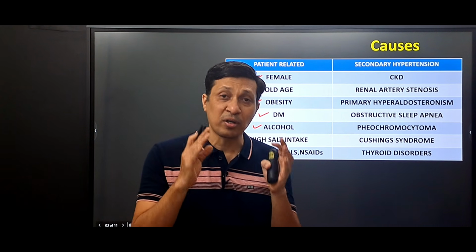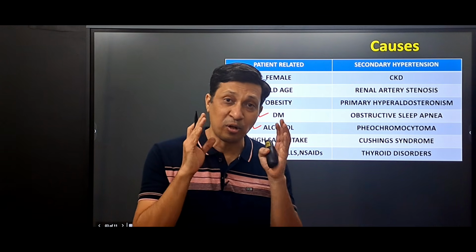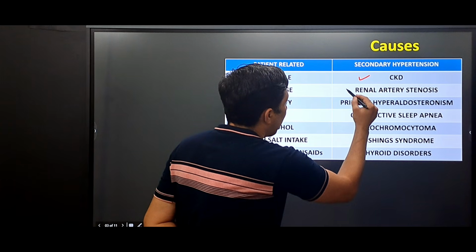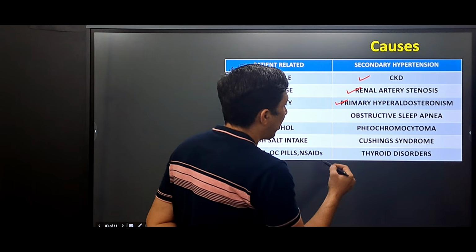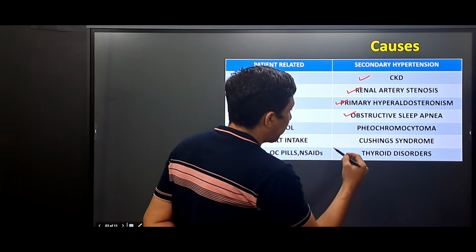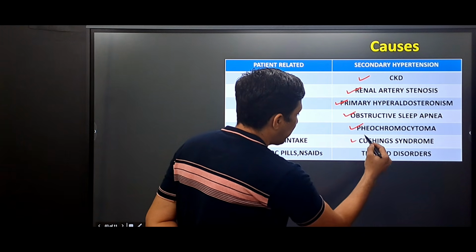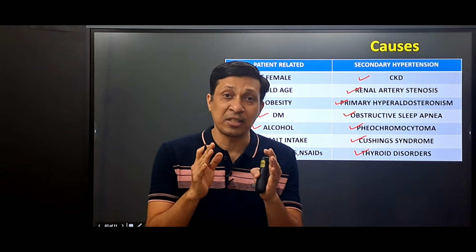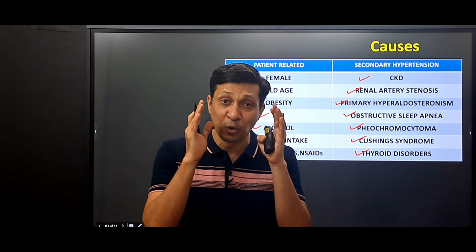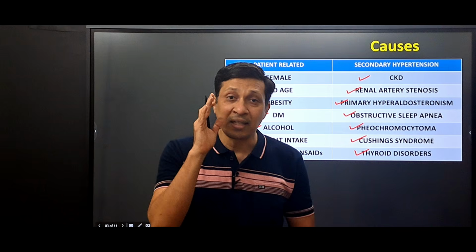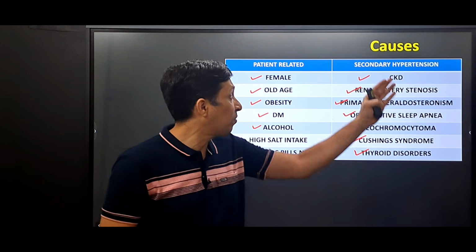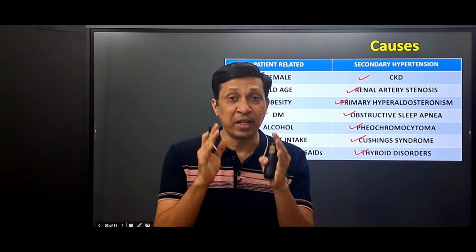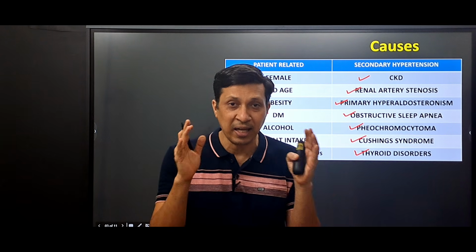Now, various other causes of secondary hypertension can also lead to resistant hypertension, and they are like CKD, renal artery stenosis, primary hyperaldosteronism, obstructive sleep apnea, pheochromocytoma, Cushing syndrome, and thyroid disorders. So remember that many cases of resistant hypertension are not truly resistant hypertension, and there may be many cases among them of secondary hypertension. So ruling out secondary hypertension is very important in the evaluation of resistant hypertension.